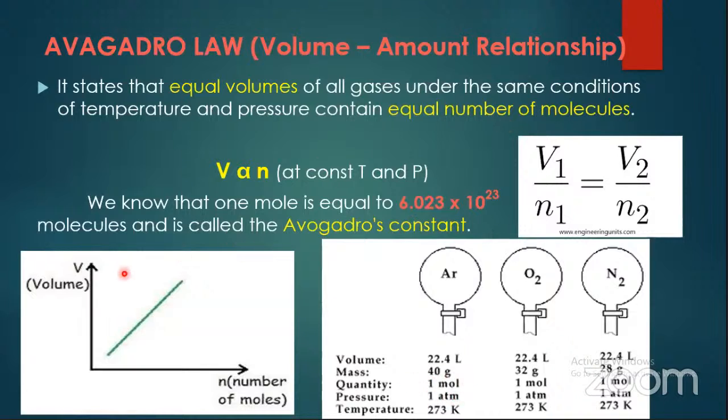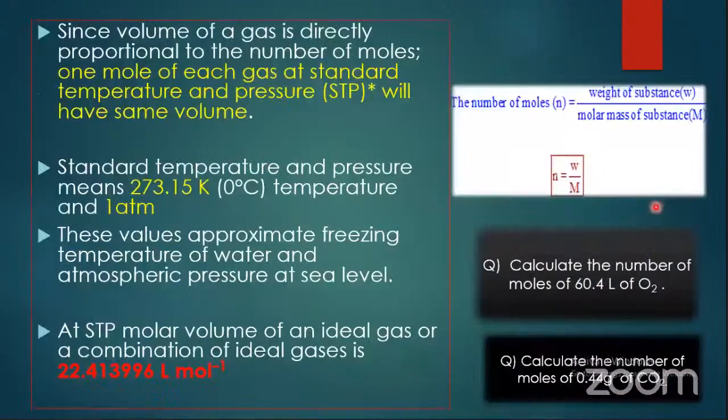Okay, I hope you understood. So again, V directly proportional to N means if you increase the number of moles, volume increases. Again, this line is a straight line which should pass through the origin. Then from this proportionality, from this equation, you can write V1 by N1 is equal to V2 by N2.